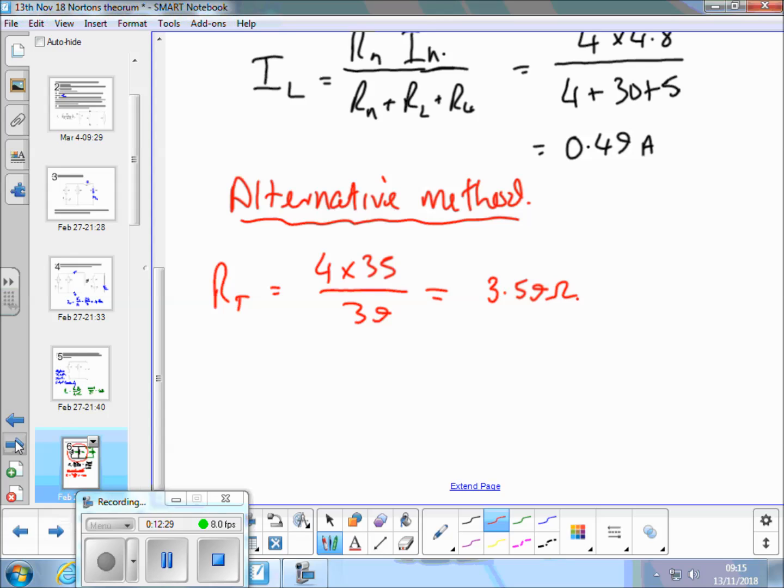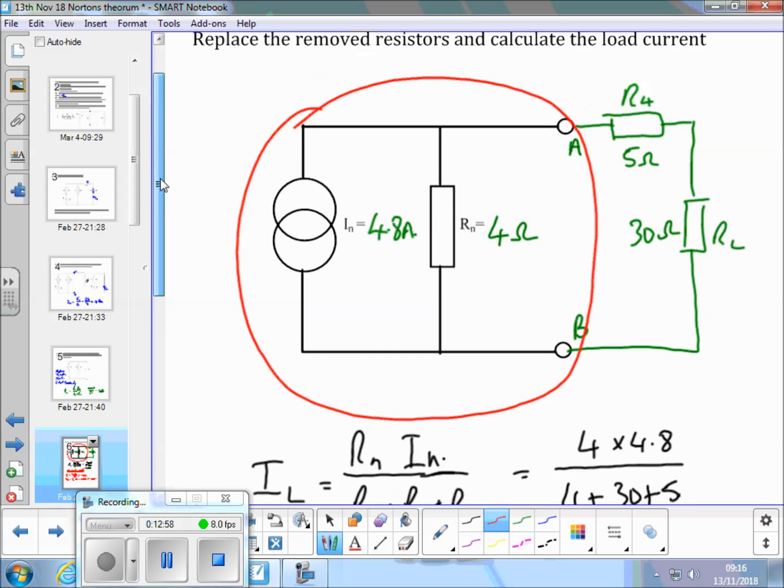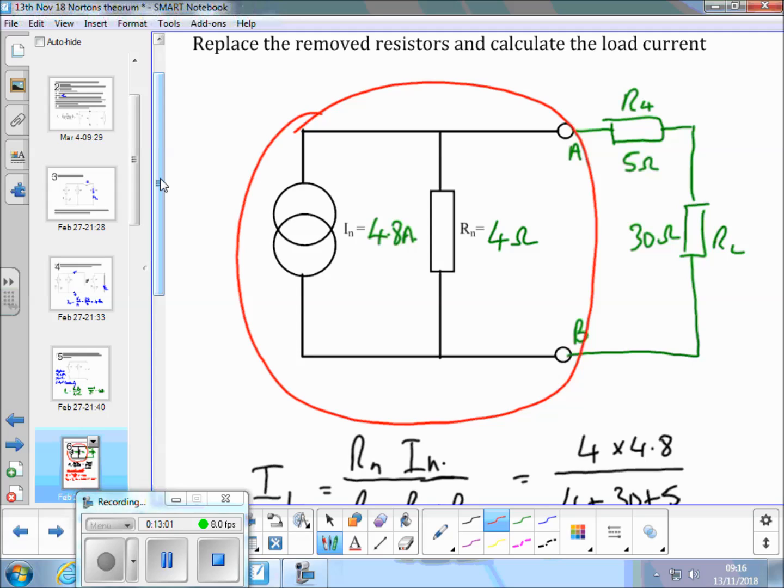We can then calculate the voltage at the terminals AB, that is IN times that RT, which is 4.8 times 3.59 equals 17.23 volts. Let me show you where that comes from. All of that current will travel through that parallel network. Therefore, if you use all of that current with the total resistance, you'll find the terminal voltage.